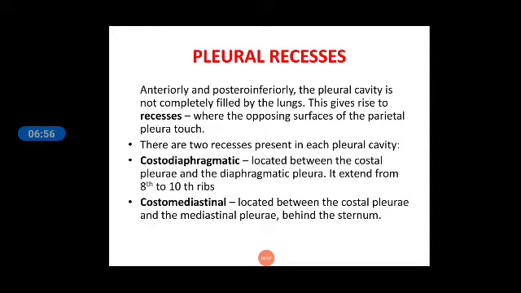This costodiaphragmatic recess is located between the costal pleura and the diaphragmatic pleura. It extends from the 8th to the 10th rib.